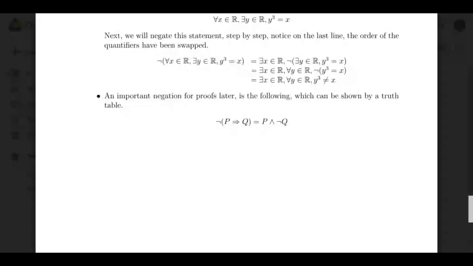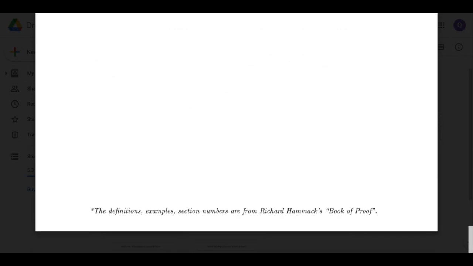The important negation for proofs later is the following, which can be shown by a truth table. P implies Q. We want to negate this. Not of P implies Q equals P and not Q. We can use the truth table to prove this.